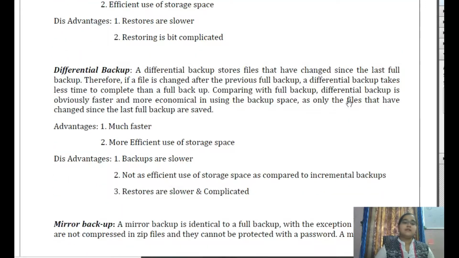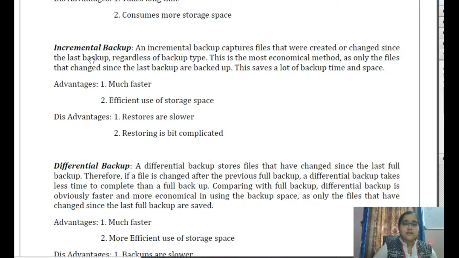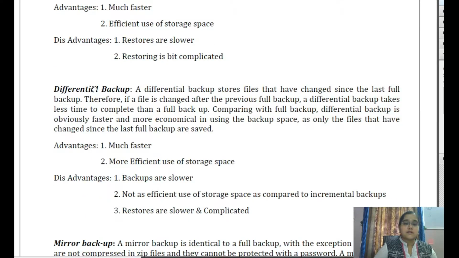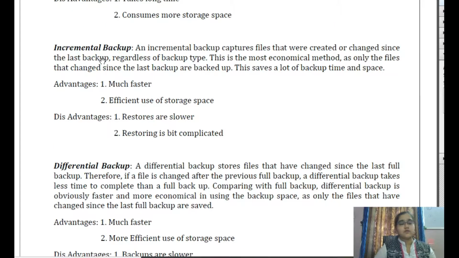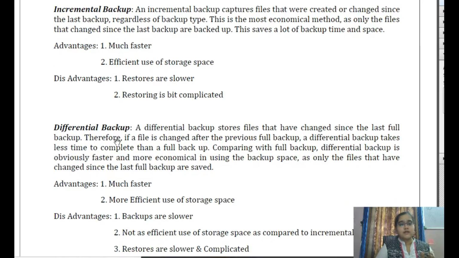Then comes differential backup. This one will be in between full backup and incremental backup. Here, the differential backup stores files that were changed since the last full backup. Remember, in incremental backup it is going to back up only the files which have been changed since the last backup, but in differential backup it will take the backup after the last full backup. So in incremental, just one day's gap will take those files which have been changed or added just the day before. But here, after the full backup, any change which occurs will be taken by the backup again and again.